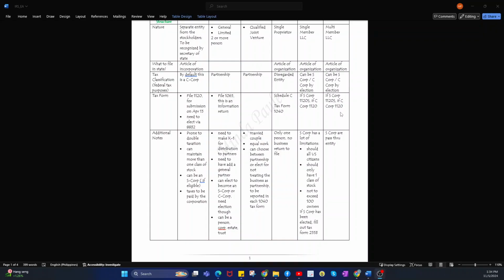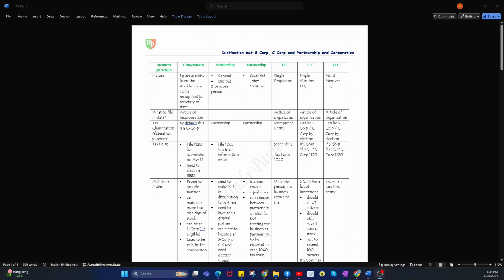All right. So just remember the S Corp is a pass-through entity. So this is how I differentiate S Corp, C Corp, partnership and corporation.